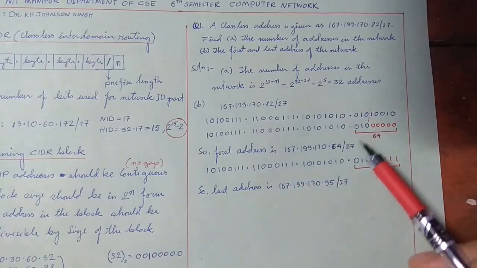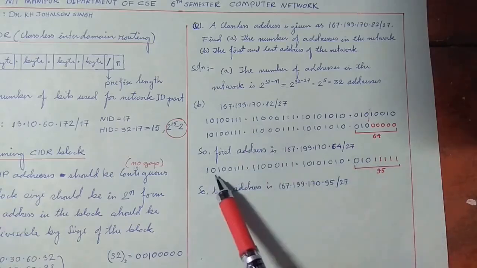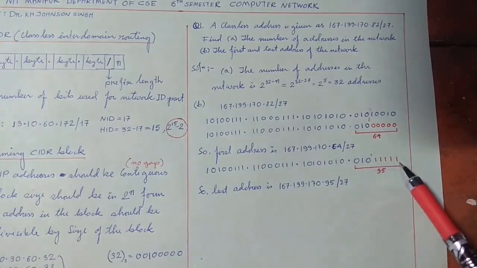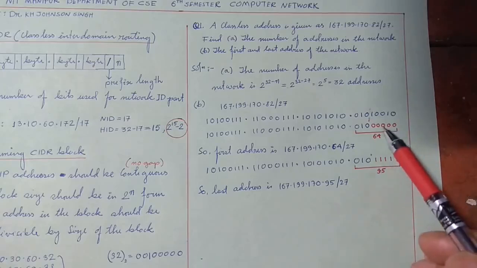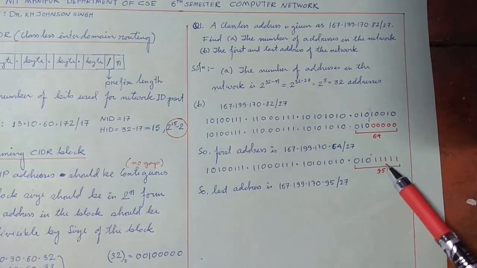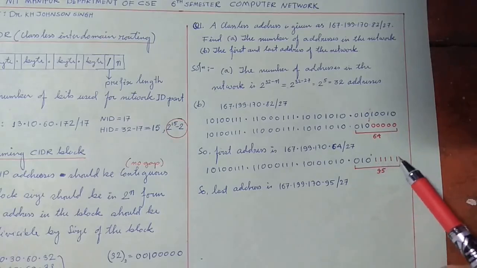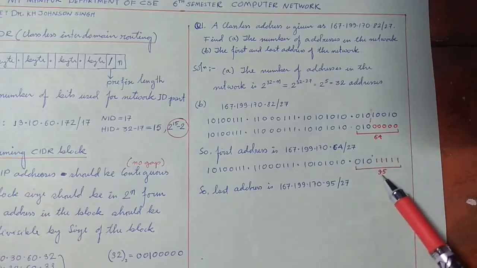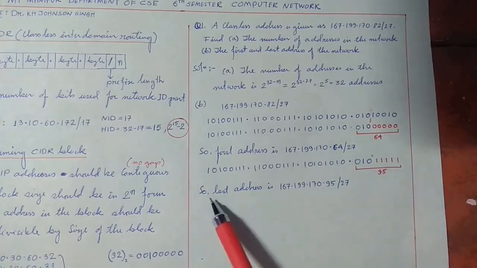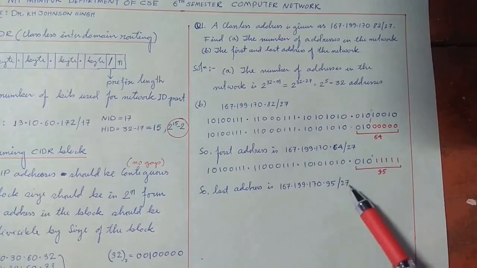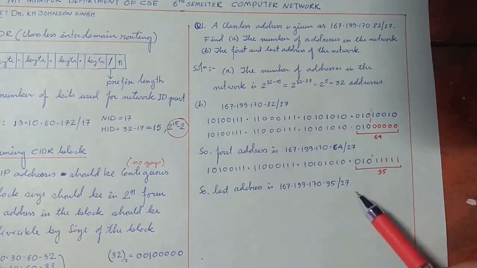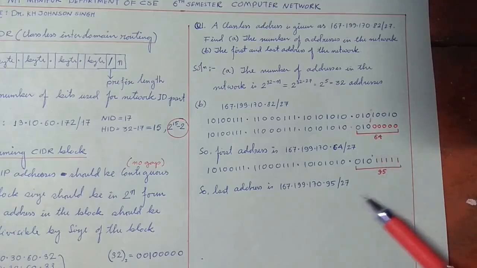Similarly, we have to find the last address. We convert into binary format again, count up to 27 bits, and the remaining 5 bits we must not convert into zeros, since we are finding the last IP address. The last IP will have all ones there. Now these 8 bits together denote 95 in decimal. We write this in decimal notation with /27 for the CIDR notation. That is how we find the first IP address, the last IP address, and the number of addresses in the network in the given question.